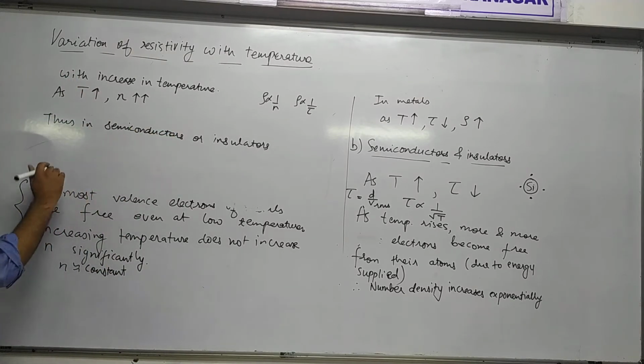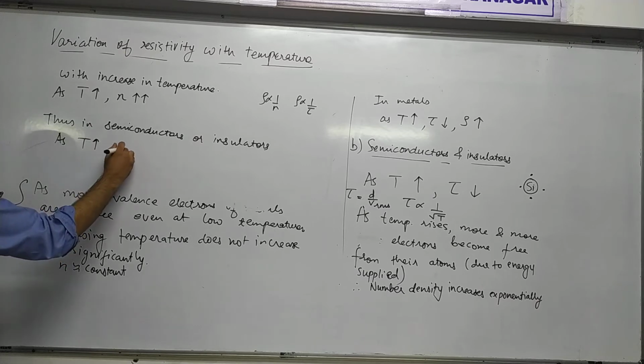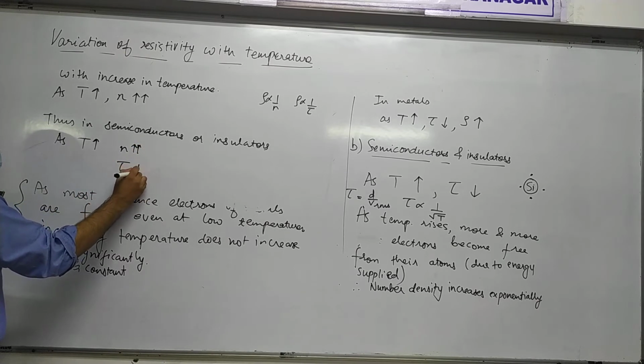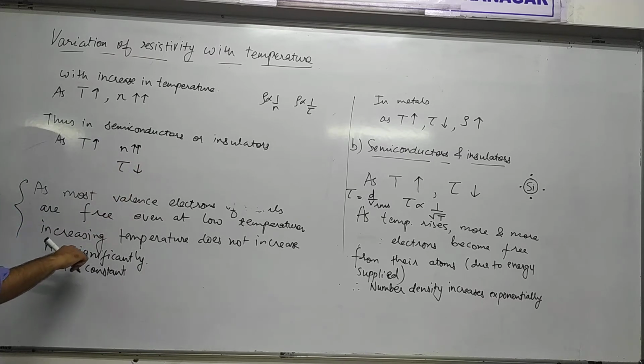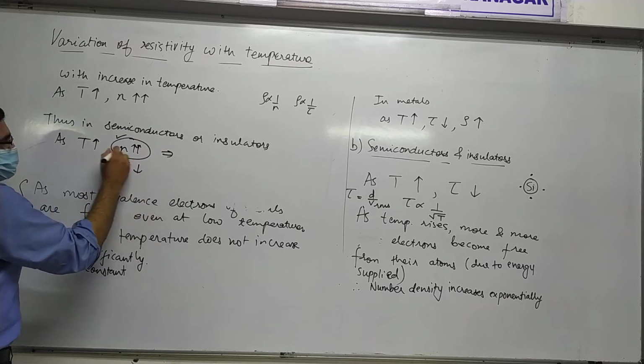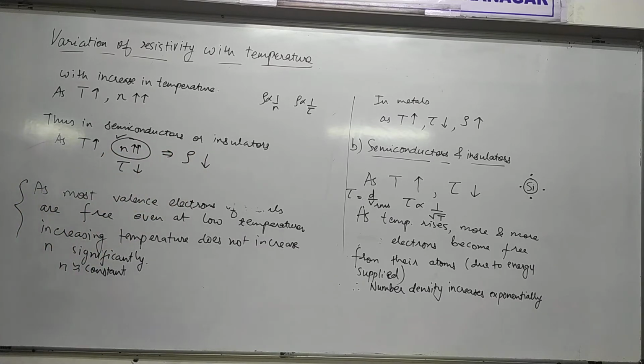In semiconductors or insulators, thus we can say that as temperature increases, n will increase much more. Of course, tau does decrease, but this is the main factor. That's why resistivity will decrease. Understood?